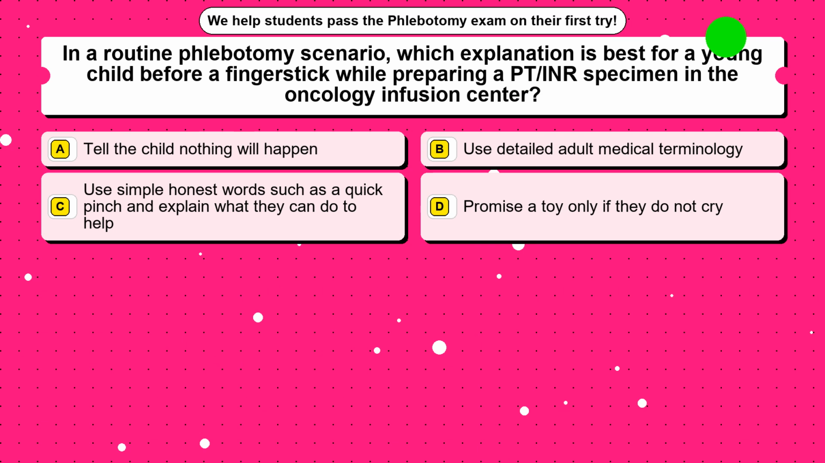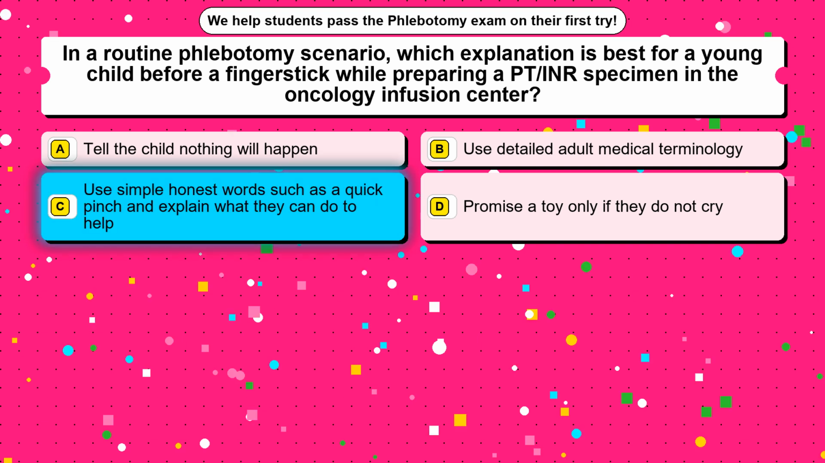Question 62. In a routine phlebotomy scenario, which explanation is best for a young child before a fingerstick while preparing a patient/INR specimen in the Oncology Infusion Center? Option A. Tell the child nothing will happen. Option B. Use detailed adult medical terminology. Option C. Use simple honest words such as a quick pinch and explain what they can do to help. Option D. Promise a toy only if they do not cry.